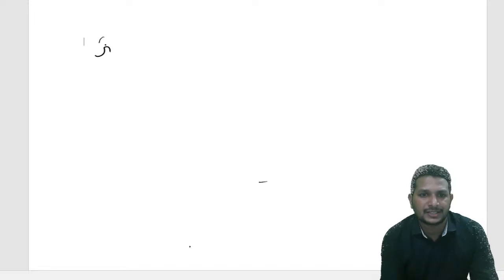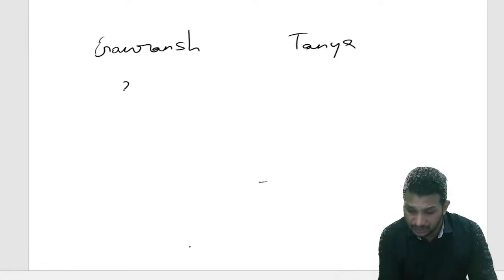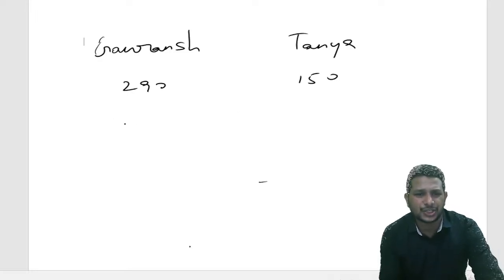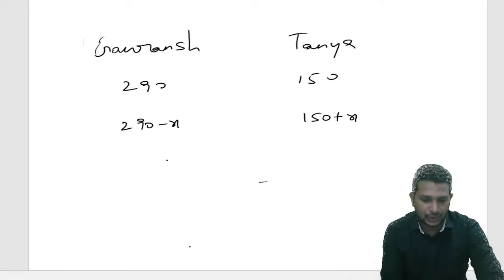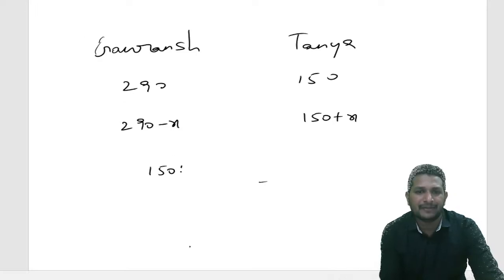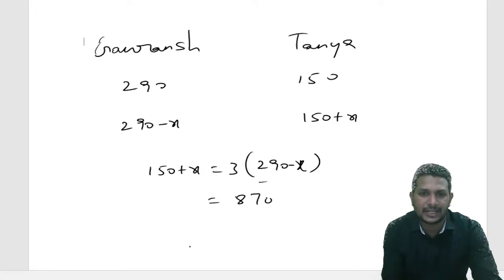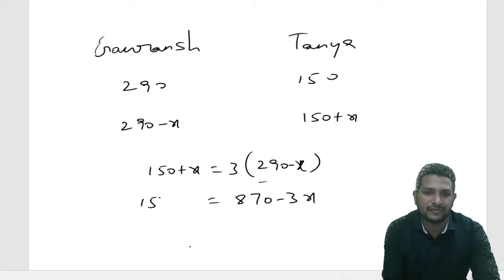So Gauransh has 290 cards and Tanya has 150 cards, right? 290 and 150. Now Gauransh has to give her cards, so she will lose, that's why minus x, but Tanya will be getting that card, right? So what happens, Tanya will be having 3 times that of Gauransh, so 3 times of this, clear? So 3 times of means 3 into 290, how much? 870 minus 3x, 150 plus x.